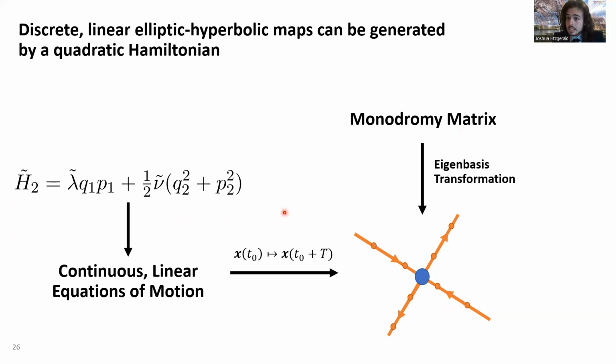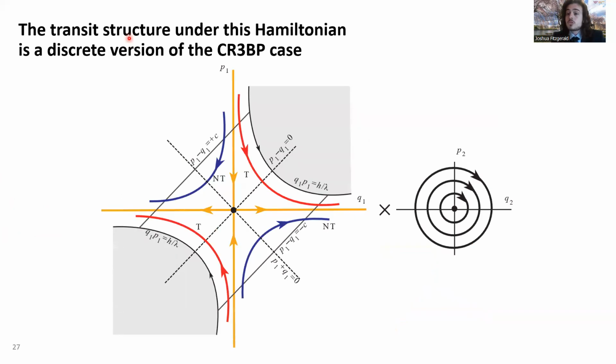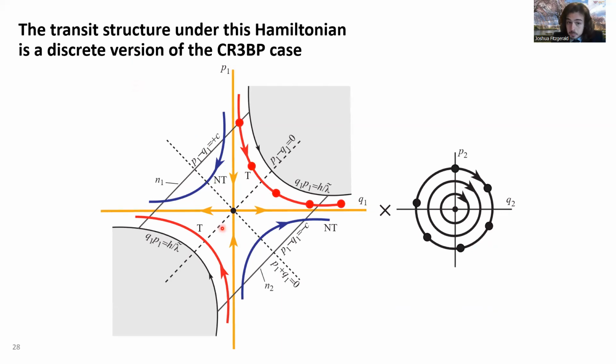Because this Hamiltonian is qualitatively of exactly the same form as in the continuous case, the unperturbed case. And so as a result, there's something very, very nice that we can say about the dynamics. The transit structure under this Hamiltonian is a discrete version of the CR3BP case. Otherwise, it pretty much looks the same. This is the CR3BP case, and we can see they move in these nice continuous trajectories. This is the perturbed case.